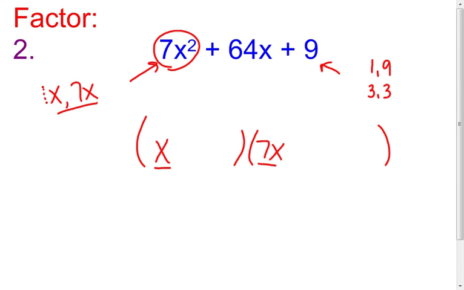Okay. My two backs have to multiply together to make 9. So I have two choices, 1 and 9 or 3 and 3. So I'm going to just start by doing 1 and 9.